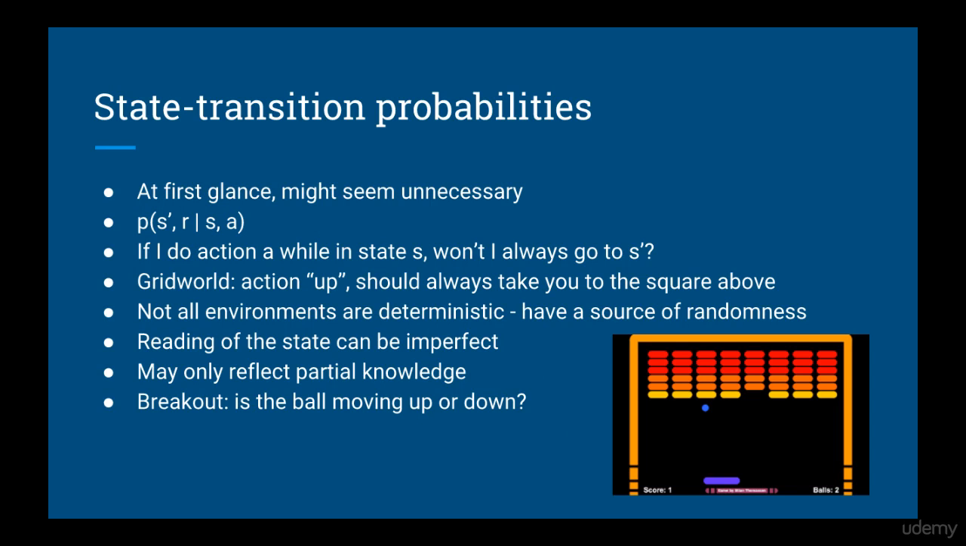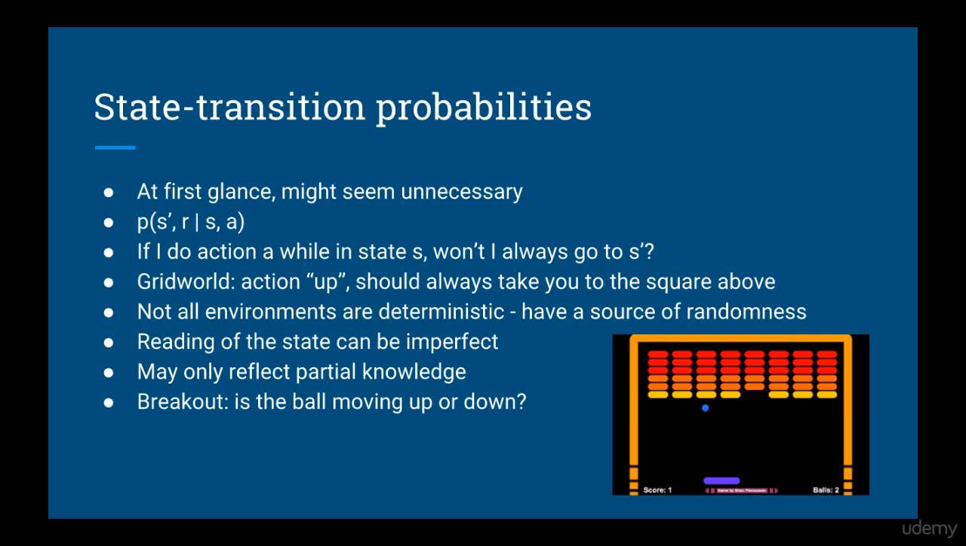Next, we have state transition probabilities. At first glance, these might seem unnecessary. Consider Grid World. If you press the up button, you should go up to the next square. This square should always yield the same reward. This seems deterministic, so you might wonder why we need to model this as a probability. The answer is that not all environments are deterministic, so the environment itself can be one source of randomness.